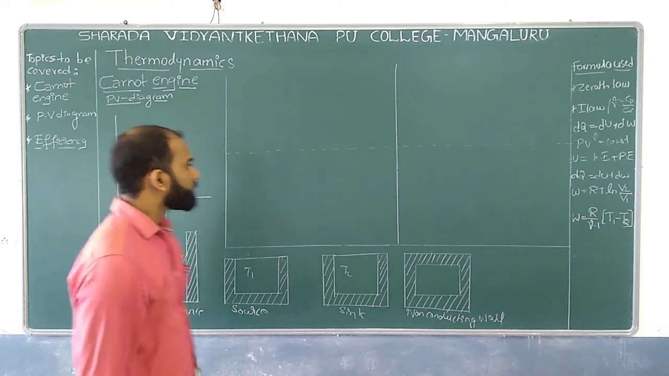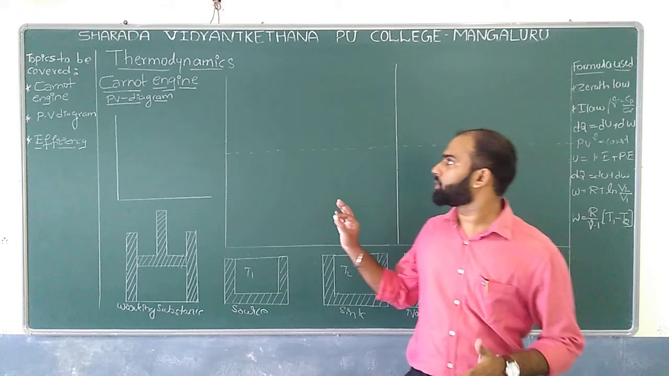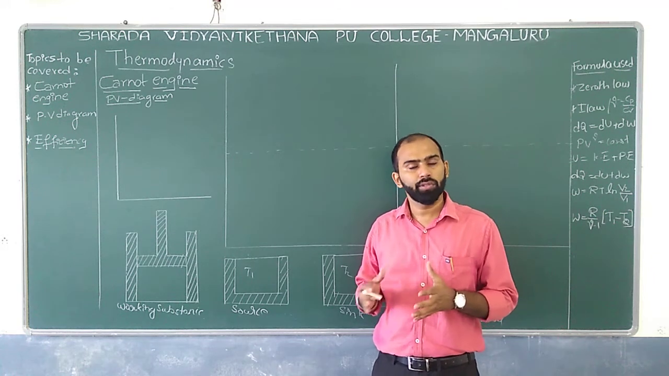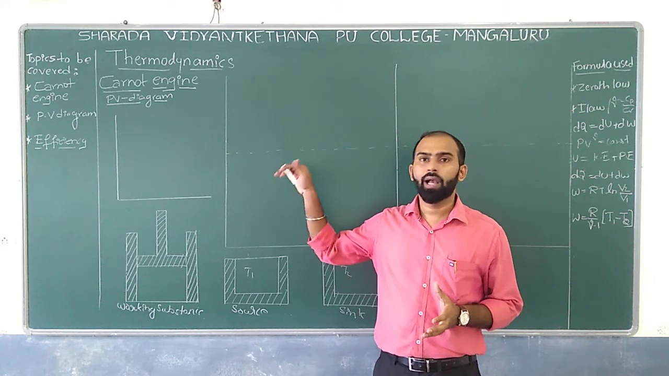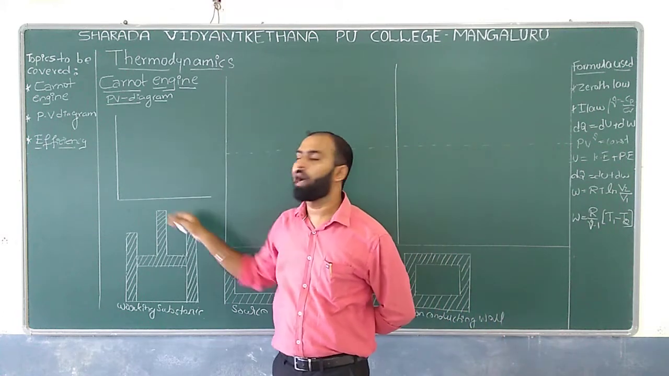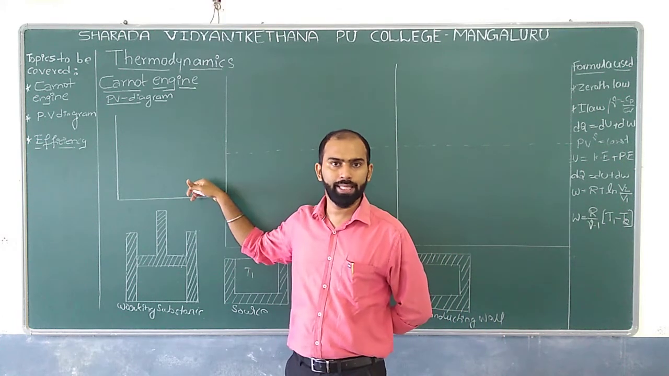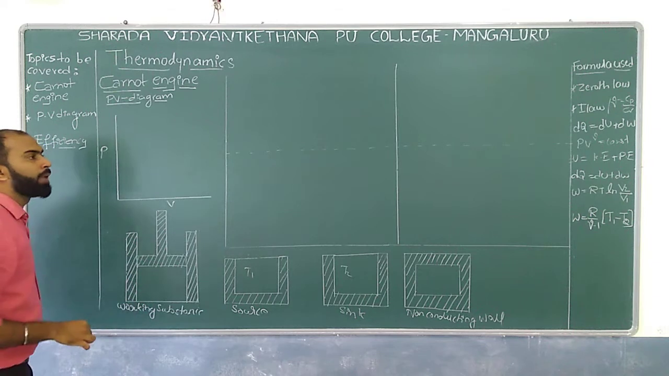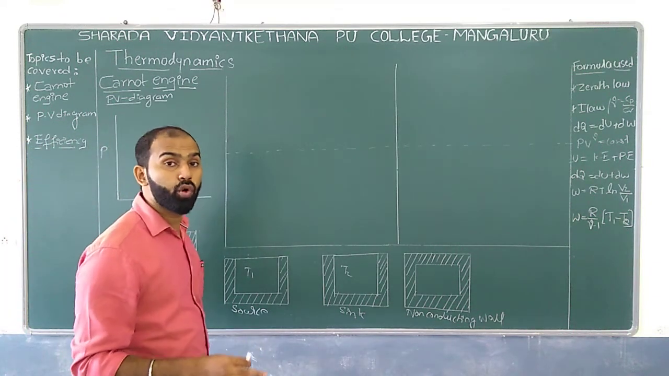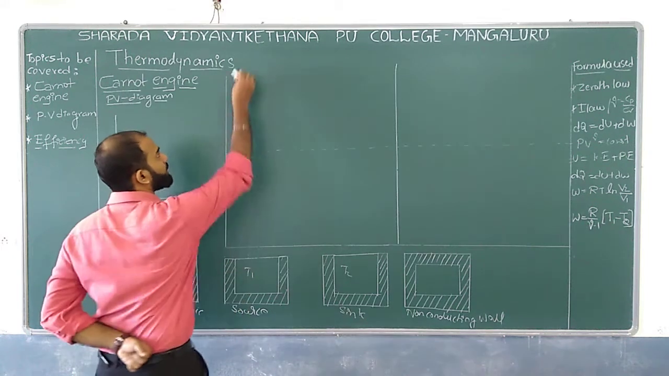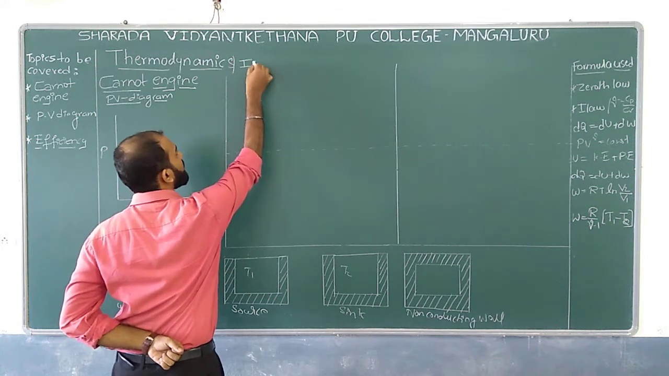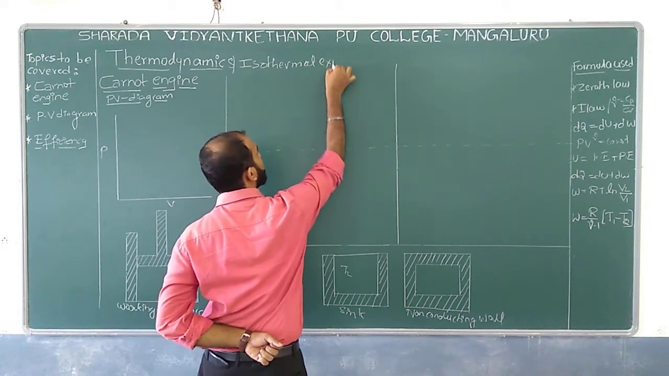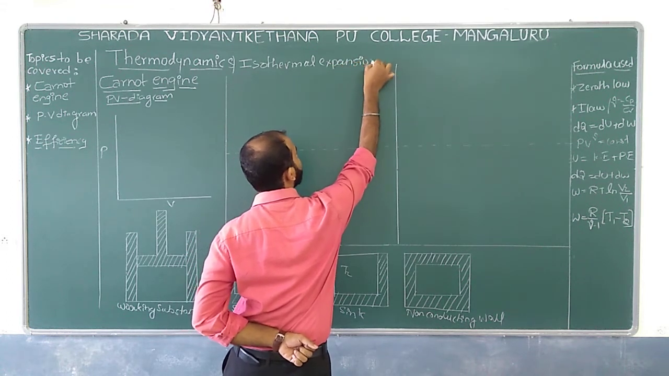One more thing: for the work done by this Carnot engine, there are four different processes we can expect. Along with this, we will draw a pressure versus volume diagram, that is, a PV diagram. Let us take this as the pressure and the volume. The first process we have is isothermal expansion.